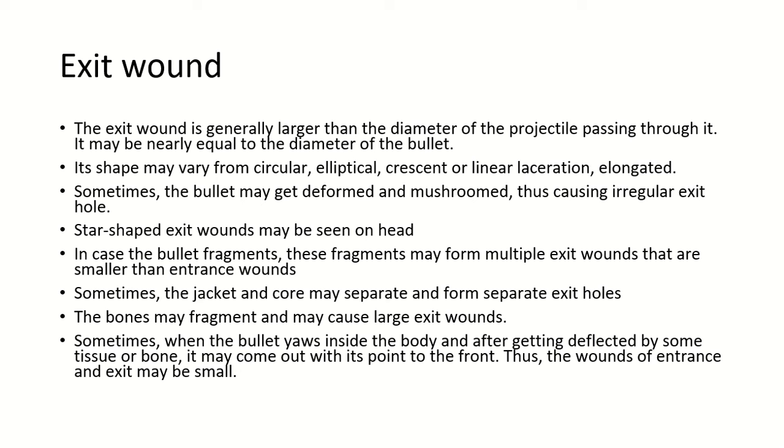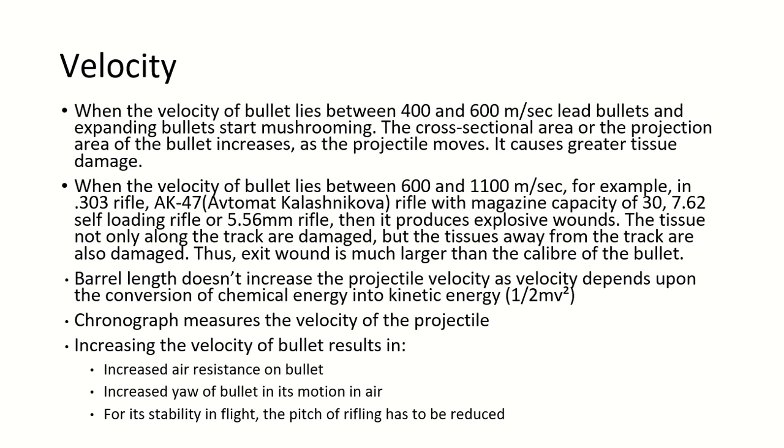Sometimes when the bullet yaws inside the body and after getting deflected by some tissue or bone, what we have called the tumbling effect, it may come out with its point to the front. So the exit wound will be similar to the entrance wound, if the bullet comes out in the form in which it entered, pointing towards the front.